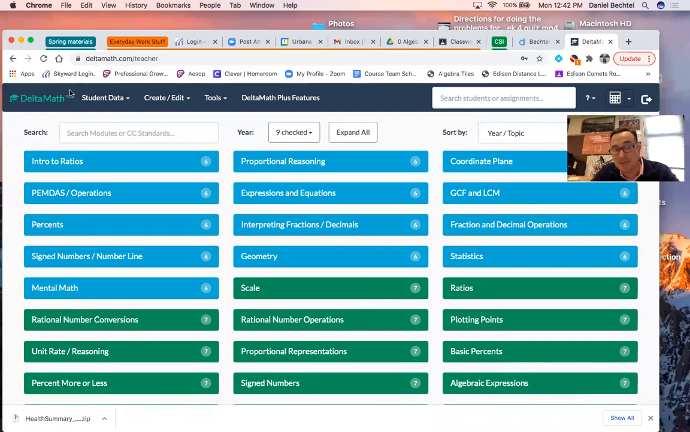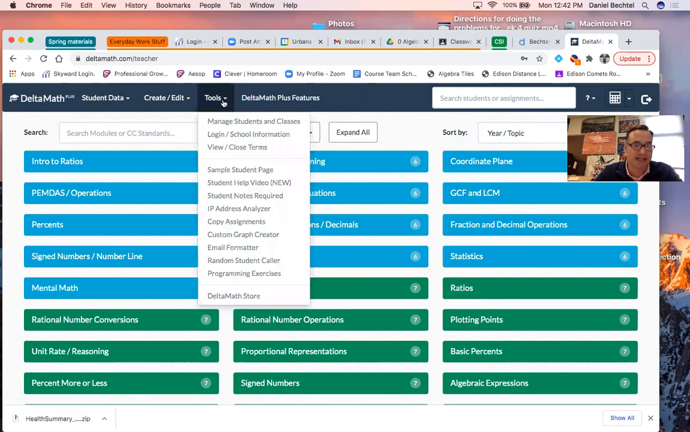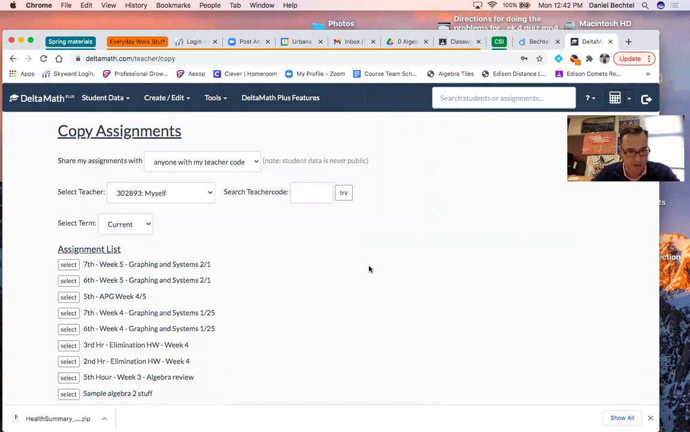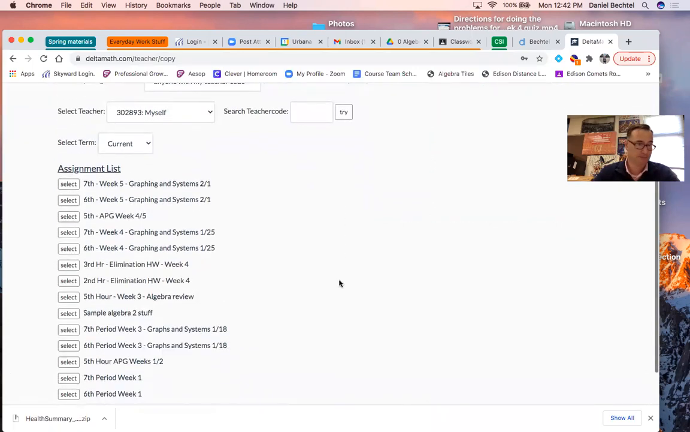See this little guy over here that says Plus up at the top. We just paid for the DeltaMath Plus features as a department. Apparently, it's not overly expensive, which is great. But what I want you to do is to see as we look at one of our assignments that we've done. Let's look at an earlier one. I'll look at this Grassen Systems week 3. So I'm going to select this for us.